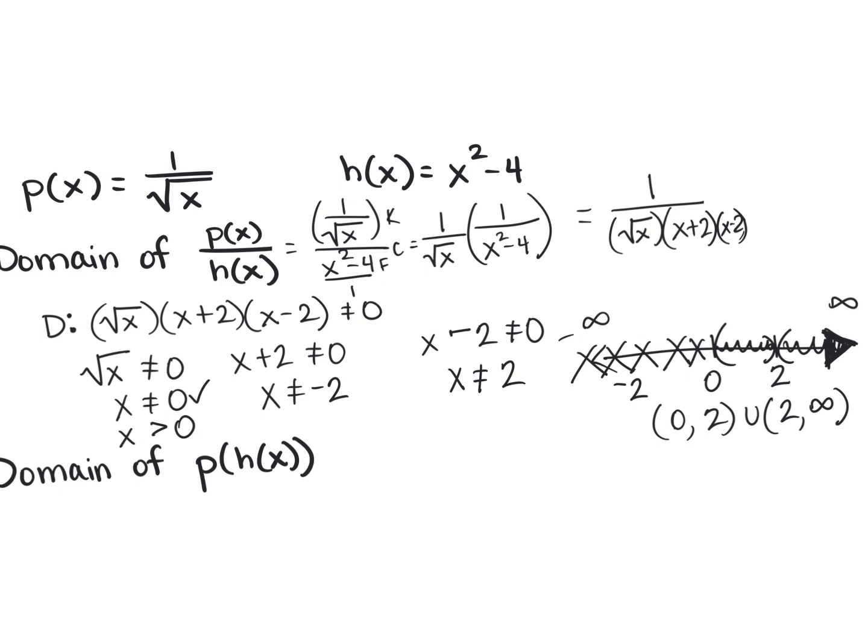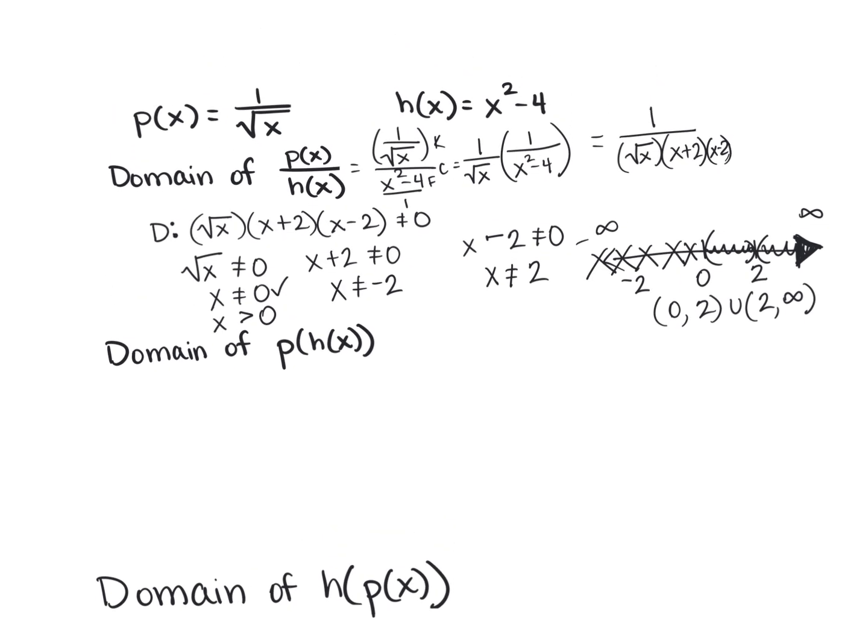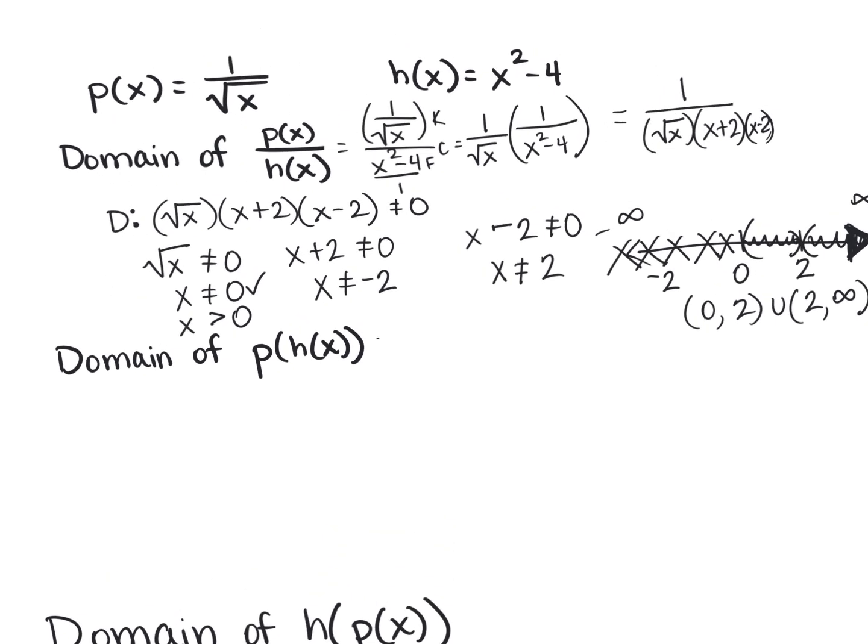So then we reset for the second part of the question. The second part of the question is talking about the domain of the composition. So for the composition, we're going to have p of h of x. Well, h of x is x squared minus 4. And when I substitute x squared minus 4 into the p function, that will go right there.